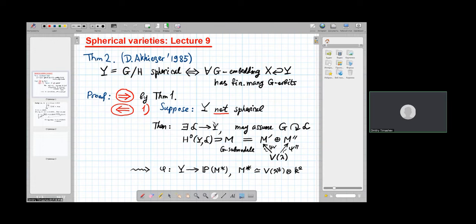Oh, so we have G acting on the line bundle L. So the space of sections is a G module that can decompose, right? Yes, right. And since Y is not spherical, there exists such a line bundle that this representation in global sections is not multiplicity free.